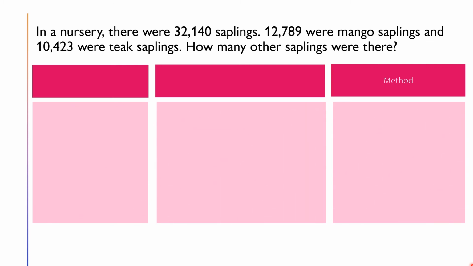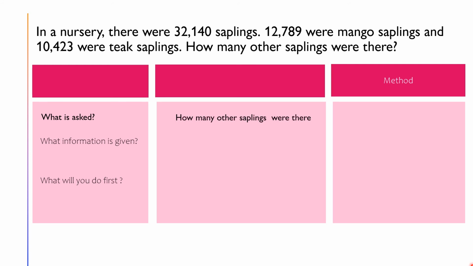First we will write what is asked, what information is given, what will you do first. In the next column we will write how many other saplings were there. This is what is asked. We have to find out. What information is given? There were 32,140 saplings. 12,789 were mango saplings and 10,423 were teak saplings. What will you do first?